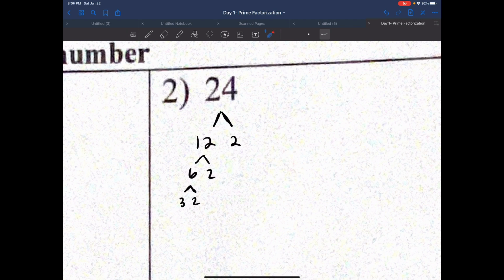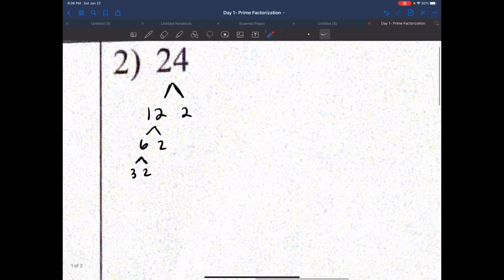So let's write our lists. We have a 3 here, so I write 3. I'm going to separate with a multiplication sign. Here's a 2. And then here's another 2. And then here's another 2.